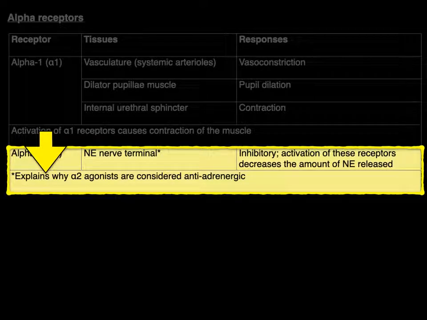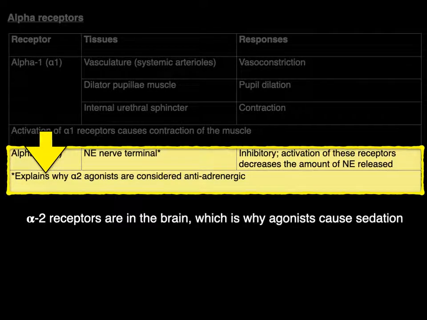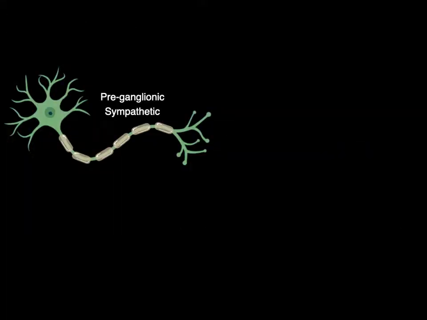considered anti-adrenergic. Alpha 2 receptors are also found in many neurons in the brain, which is why alpha 2 agonists cause sedation. This seems a little confusing, doesn't it? Well, let's go over it in more detail.